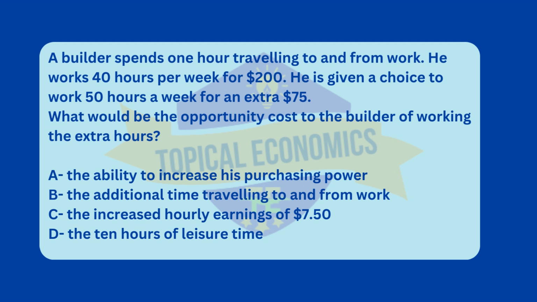Lastly, option C. The increased hourly earnings of $7.50 is incorrect, because the increased hourly earnings, $75 for 10 additional hours, represent a benefit of working the extra hours, not the opportunity cost. The question asks about what the builder sacrifices, the next best alternative, in order to earn that additional income, and that sacrifice is his leisure time, not the money earned.